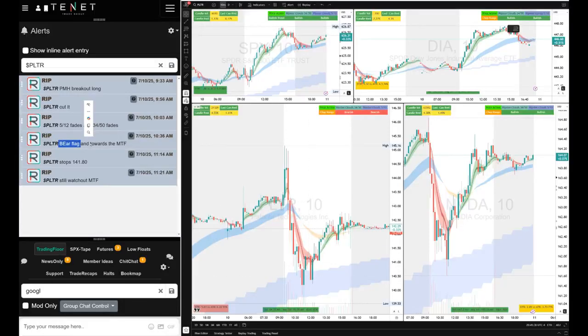It broke the bear flag. I gave the target of MTF. I gave the stops at 141.80. We hit our target. Beautiful $3 fade on PLTR. Long loser, short winner. All right, let's look at some of our day two setups.